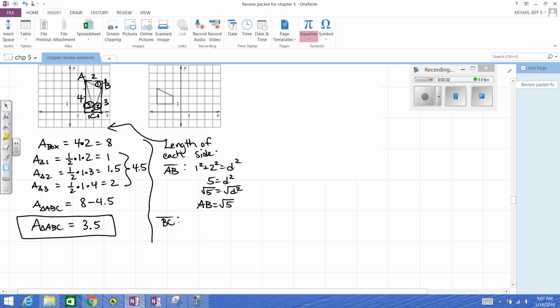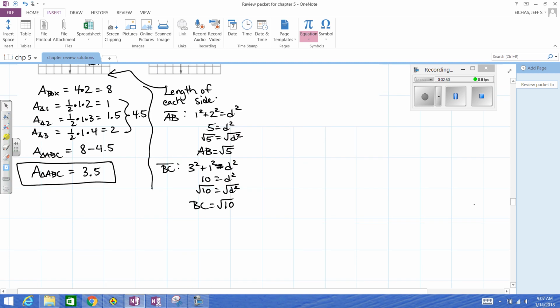Now we'll go to BC. 3 squared plus 1 squared, and that's 10. So BC is square root of 10. And finally, AC. 1 and 4 are the rise and run. 17. So AC is square root of 17.